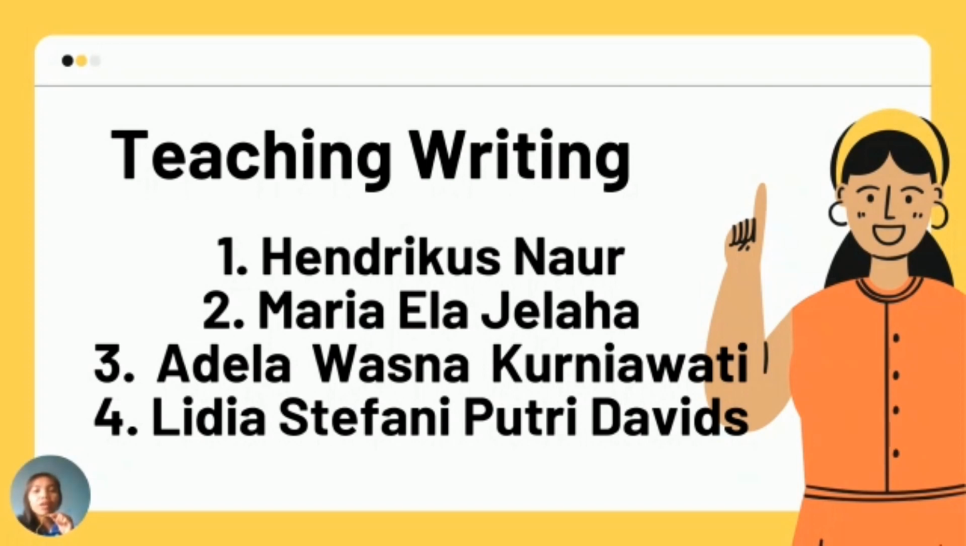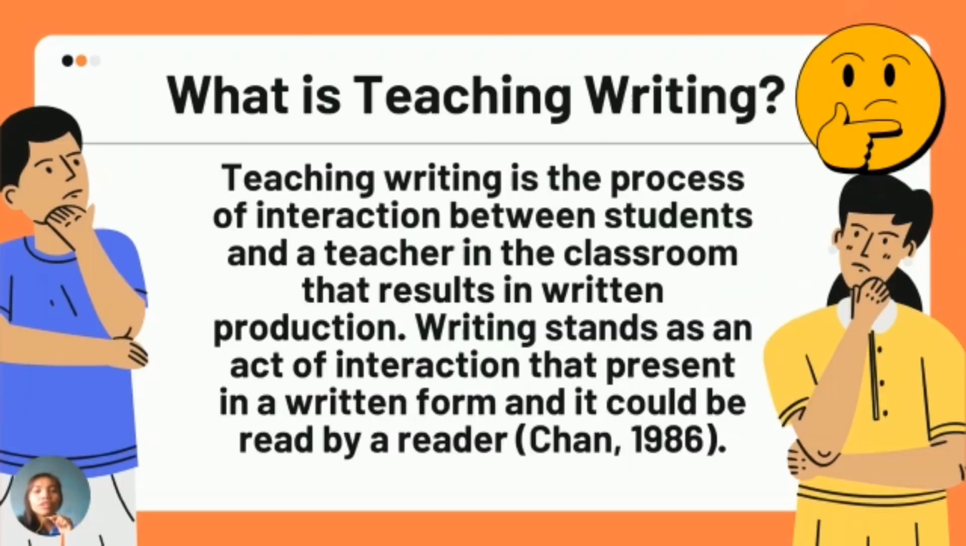So I will explain about what is teaching writing and the method of teaching writing. So the first is about what is teaching writing. Teaching writing is the process of interaction between students and a teacher in the classroom that results in written production. Writing stands as an act of interaction that presents in a written form and it could be read by a reader.